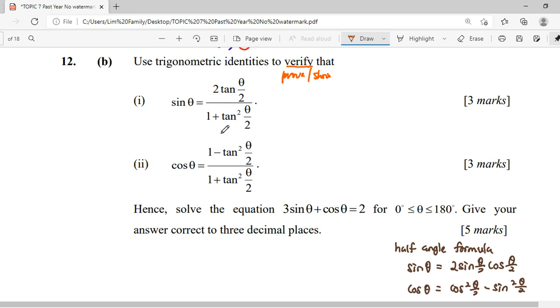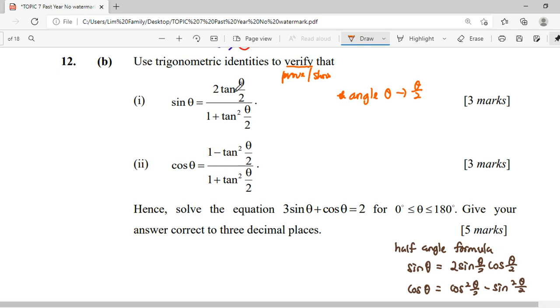We compare what is the difference between the question and the answer. You can see the biggest difference in this part is that the angle goes from theta to half angle. So it means our half angle formula will definitely be involved. Then we have to determine whether we want to go from the left hand side to the right hand side or the right hand side to the left hand side. Normally we pick the more difficult part and then go to the simple part. So we will prove this equals sine theta. We simplify until we get cos theta.